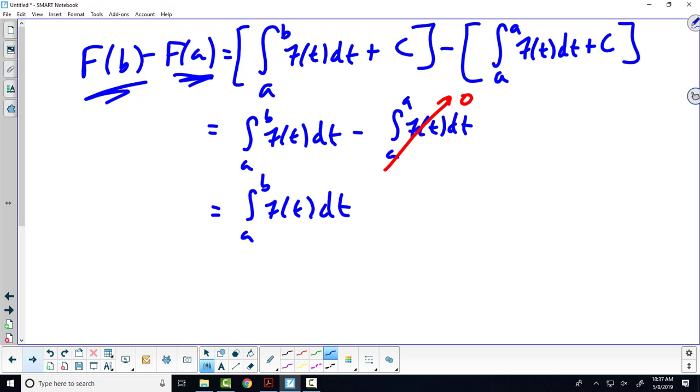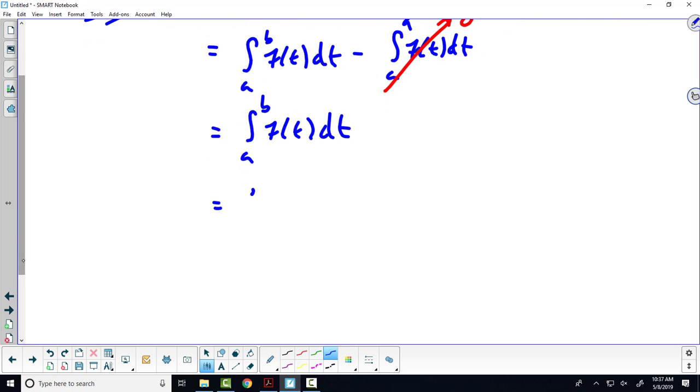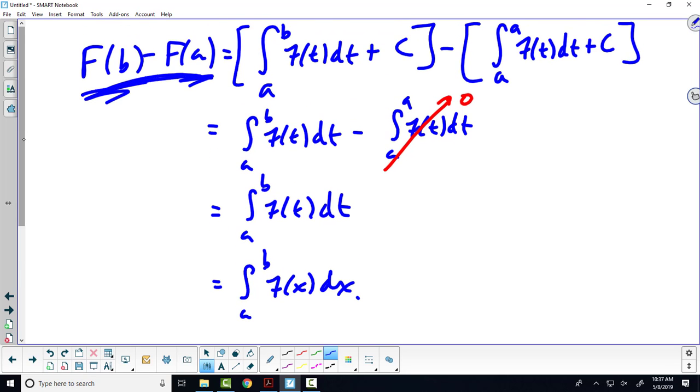Why was t there all along? It was a dummy variable holding the place of whom? X. What did we just show? We just showed that the difference between these two antiderivatives, evaluated at the endpoints, is the net area underneath the curve.